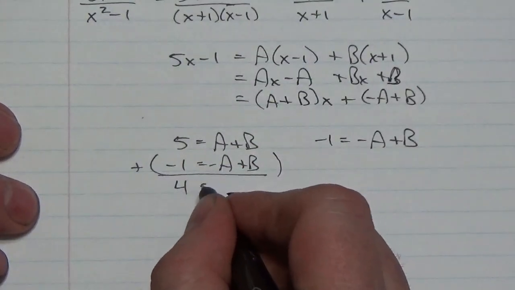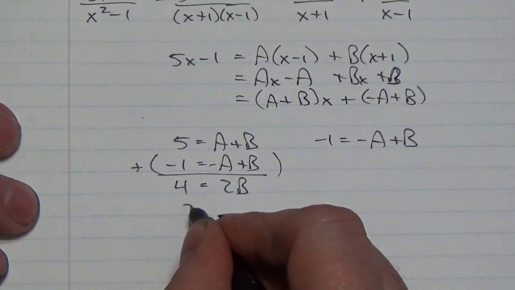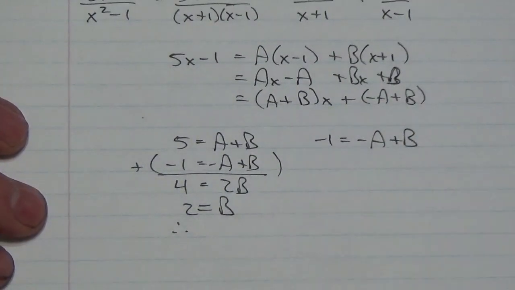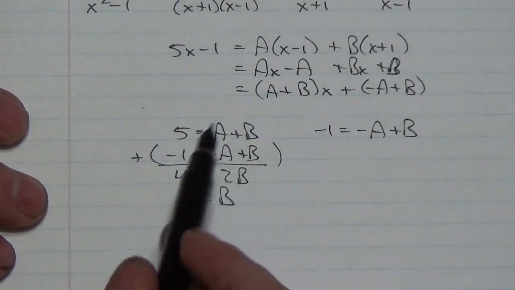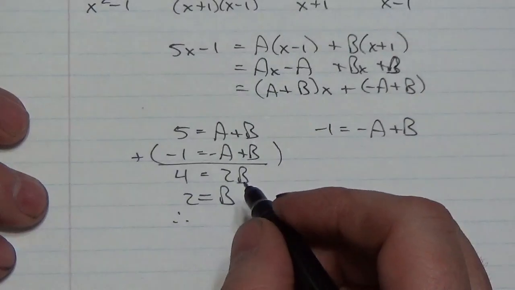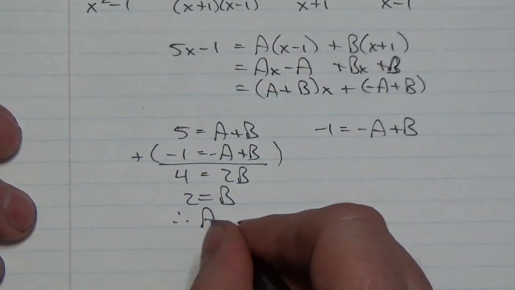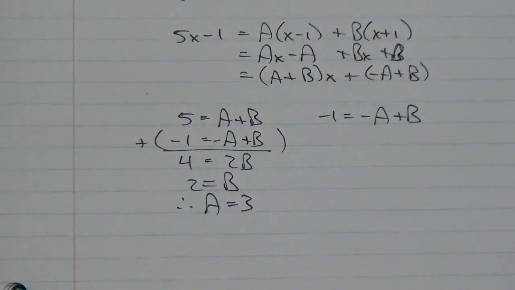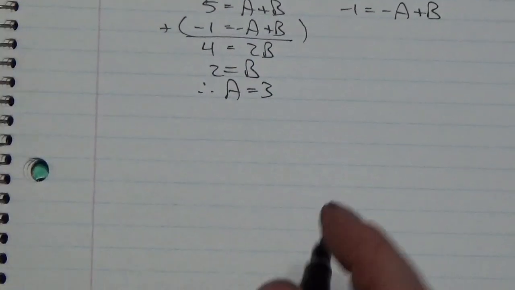So 4 is equal to 2B. B is equal to 2. Okay? And if B is equal to 2, because I can go right back up to this expression, I know immediately that A has to be equal to 3. And so now I've done it. I've got all the pieces. So now I can write this out again.